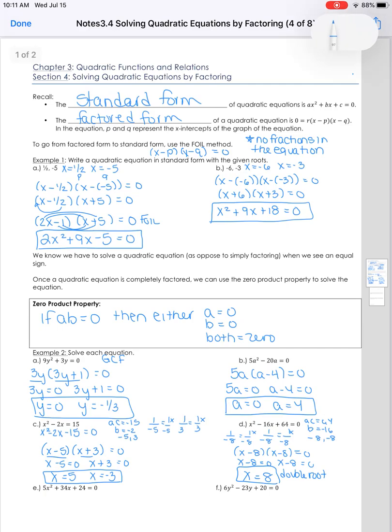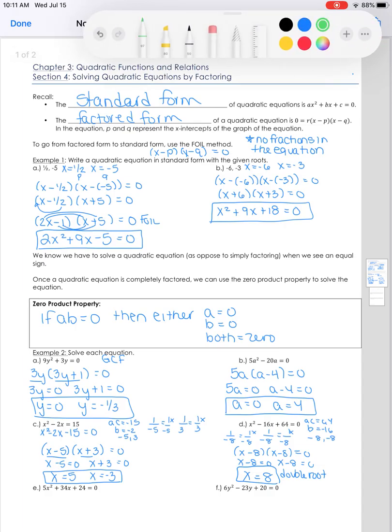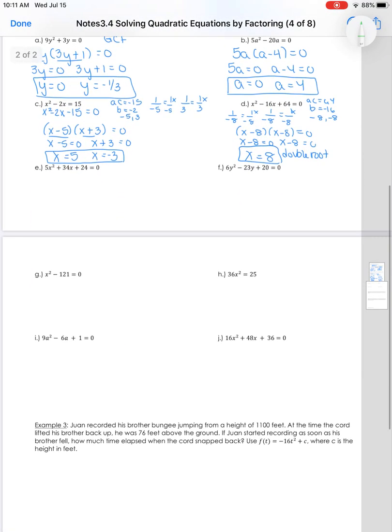This is actually something called a double root, just because the value repeats itself. So again, don't write it twice, just write it once, and then you can indicate the fact that it is a double root. All right, next one, or next two here, let's see.